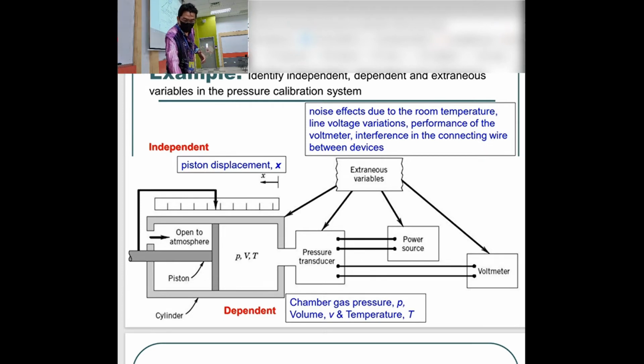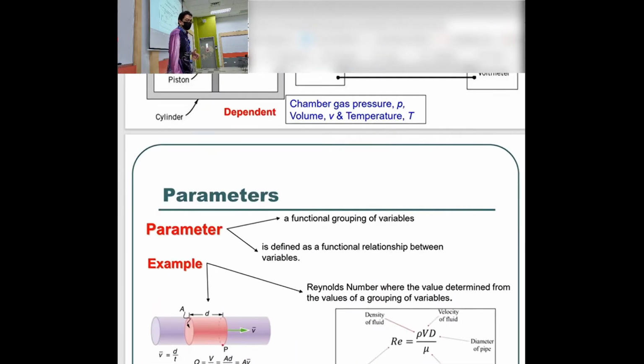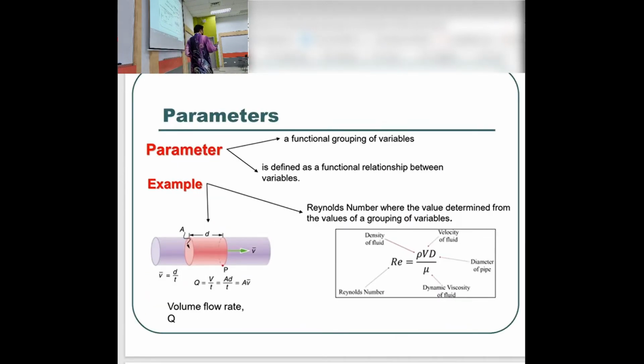Last one, the parameters. Like I said, G, gravity, in our situation here is not a variable, it's actually a parameter. What else are parameters? The definition is it's a functional group of variables. It will give indications of the system.